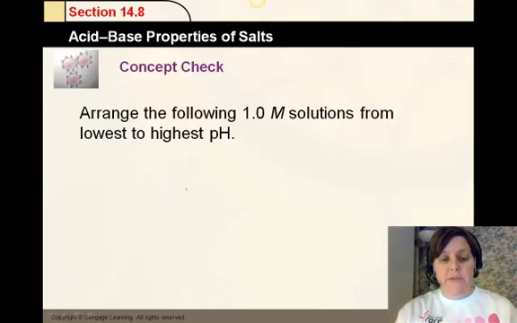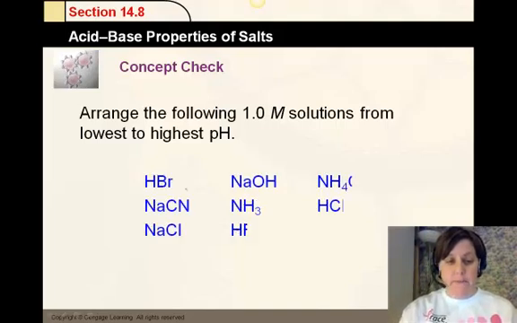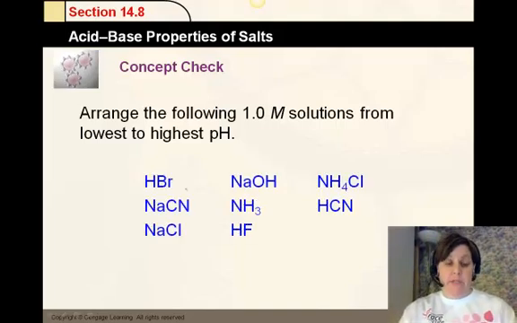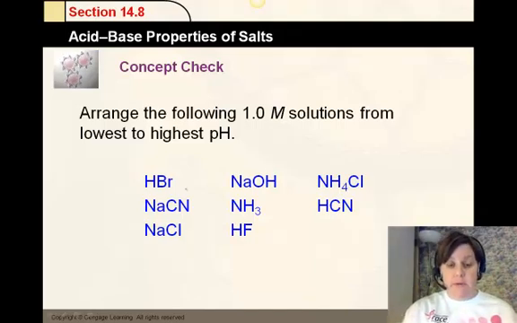Alright, arrange the following 1 molar solutions from lowest to highest pH. Wow, there's a lot of them there. Alright, so I'm going to look around and try to break it up, and see which ones are acids and which ones are bases. Now, obviously the lowest pH is going to be the most acidic. So I'm going to look around.